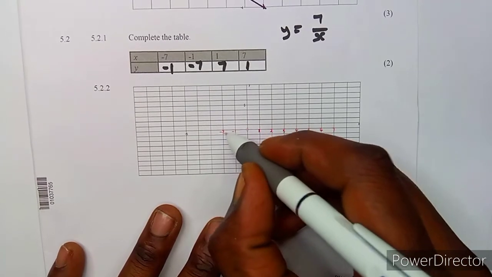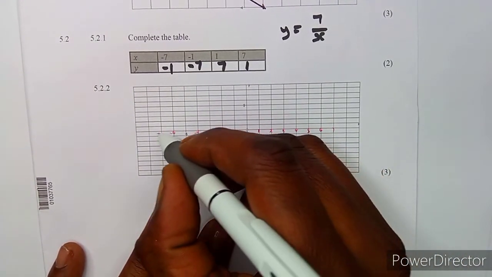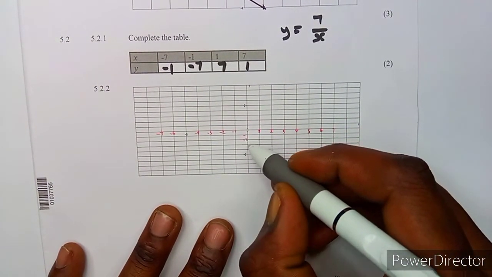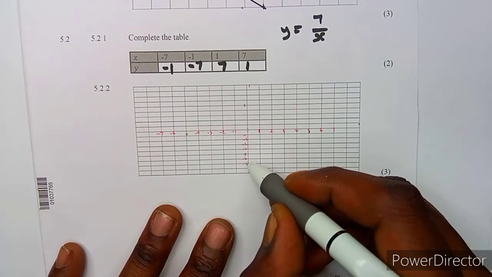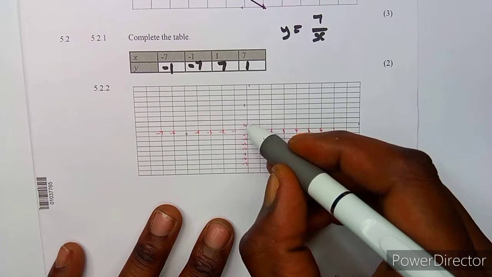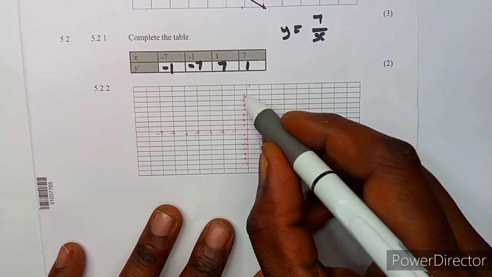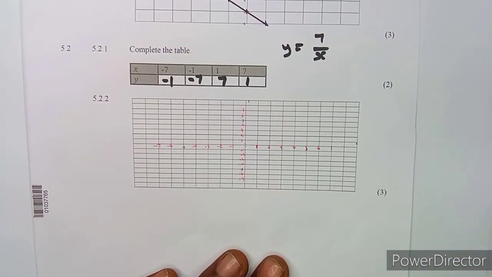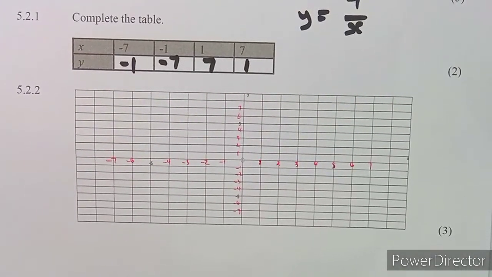Minus 1, minus 2, minus 3, minus 4, minus 5, minus 6, minus 7. Then the same thing on the other axis: minus 1, minus 2, minus 3, minus 4, minus 5, minus 6, minus 7, and here 1, 2, 3, 4, 5, 6, 7, like that. So that is what it is supposed to look like. Let me just try to adjust. All right, something like this.